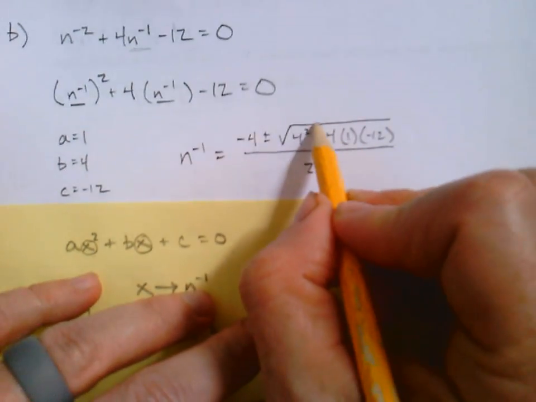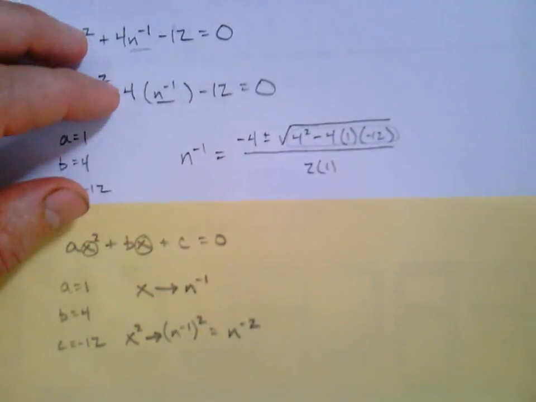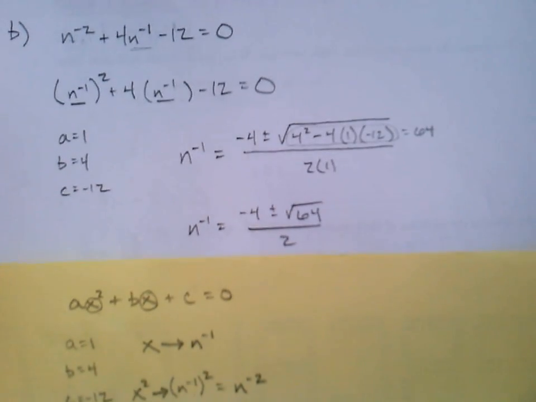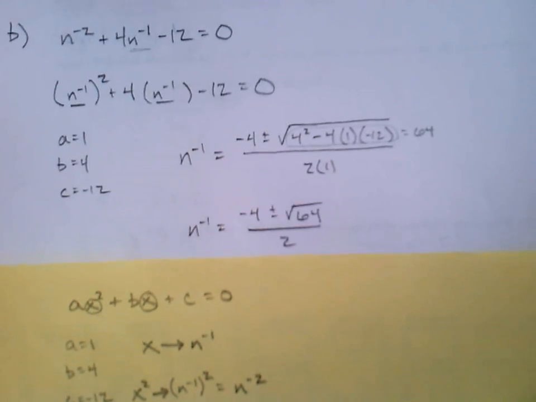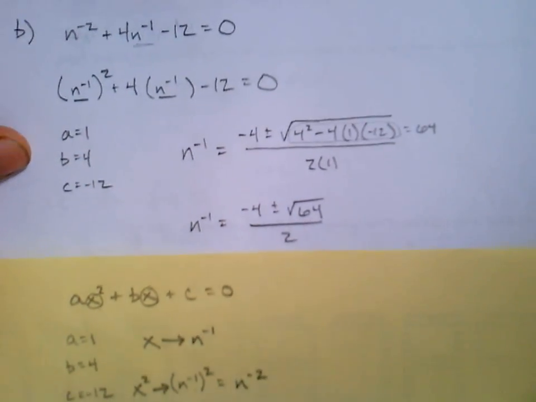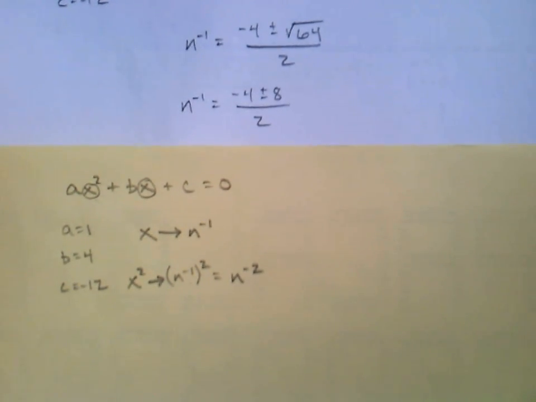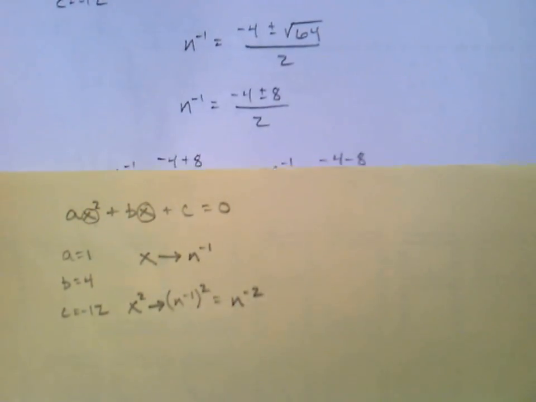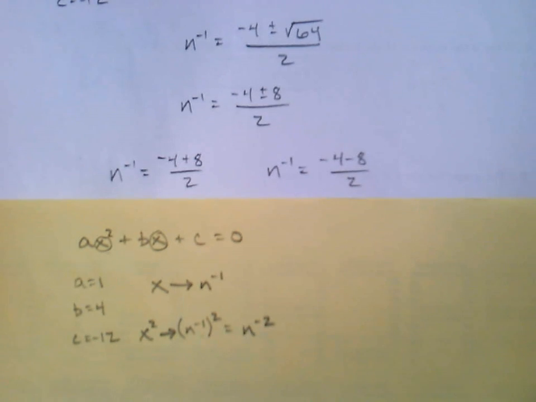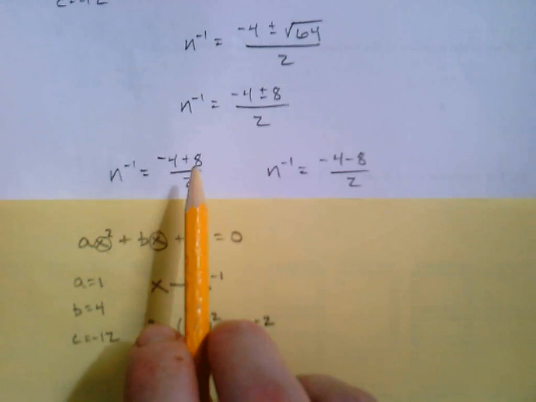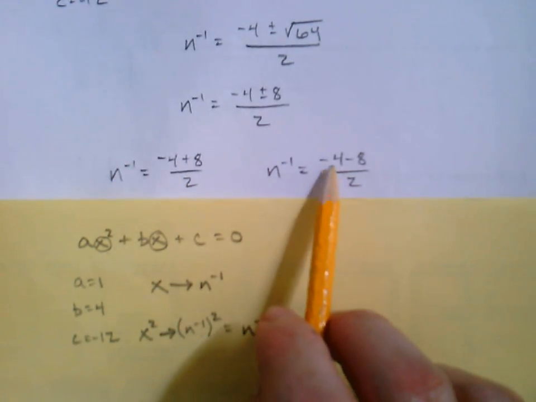I recommend starting with what's inside these parentheses. Turns out all that is simply equal to 64 in this problem. And I just copied the rest of it. Hey, 64 has a nice square root, 8. And now we're just working through. I'll split this into the two different statements. n to the negative 1 equals negative 4 plus 8 over 2. n to the negative 1 equals negative 4 minus 8 over 2.